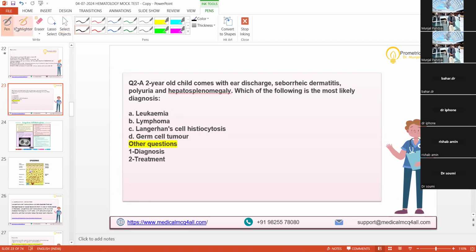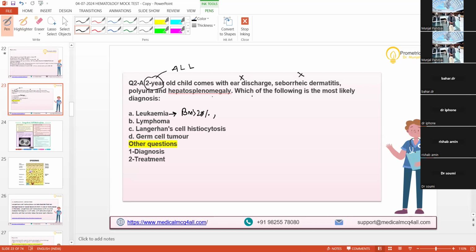So basically, when we are ruling out, say for leukemia, if it is a leukemia patient at 2 years of age, usually it is ALL, that is acute lymphoblastic leukemia. But here there is no more than 20% blast cells in the blood or bone marrow. Hepatosplenomegaly can be there, but there is usually no ear discharge in acute leukemia.